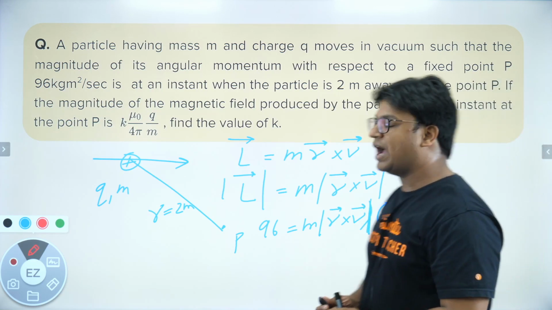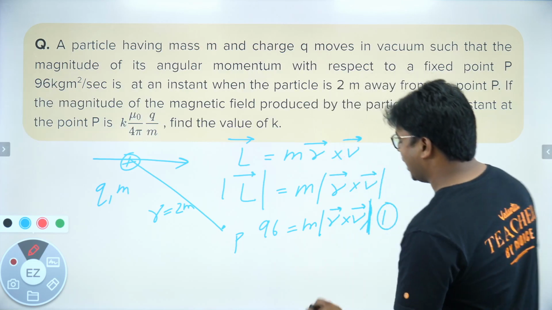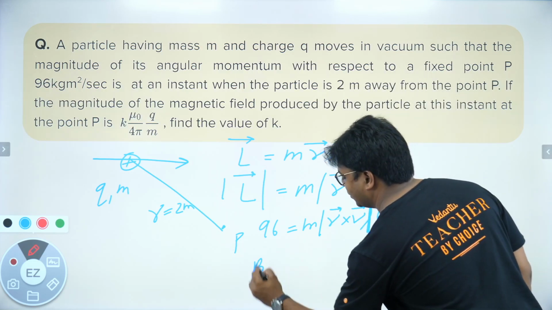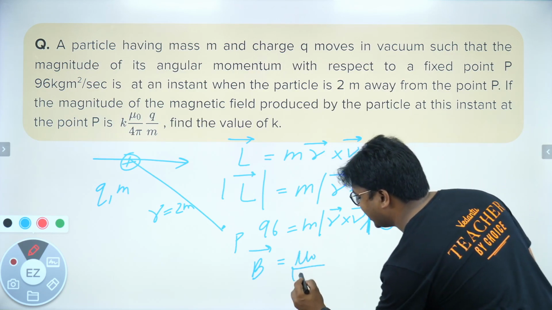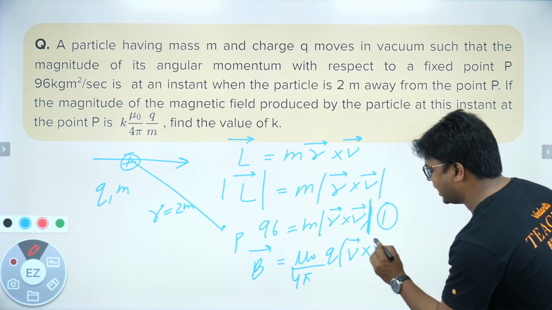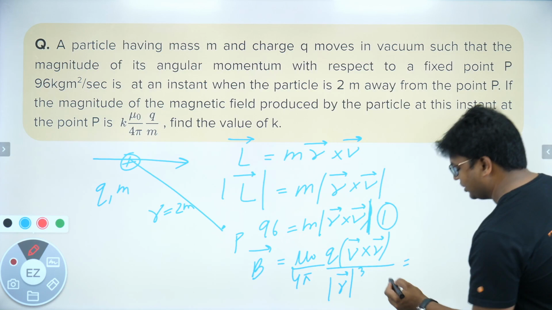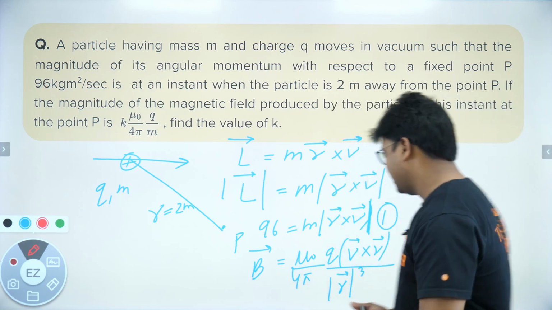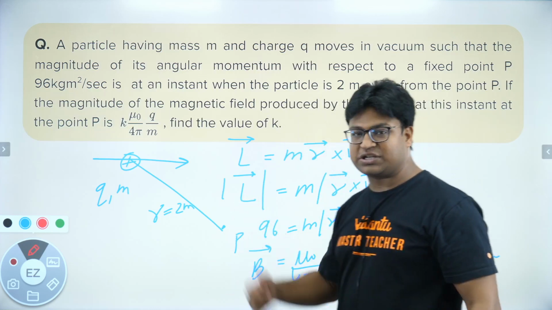Okay, now we have to find out the magnetic field because of this particle at this point. So how do we write the magnetic field due to a moving charge particle? We write it as mu naught by 4 pi into q into v cross r divided by mod of r cube. This expression is actually Biot-Savart law for a moving charge particle.